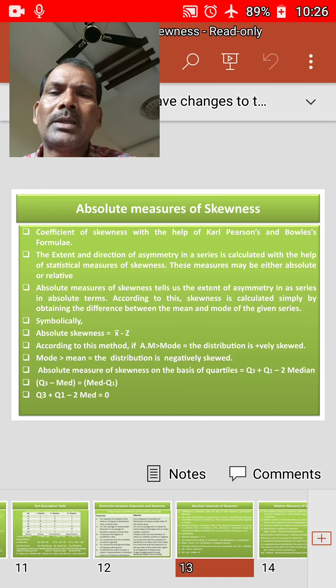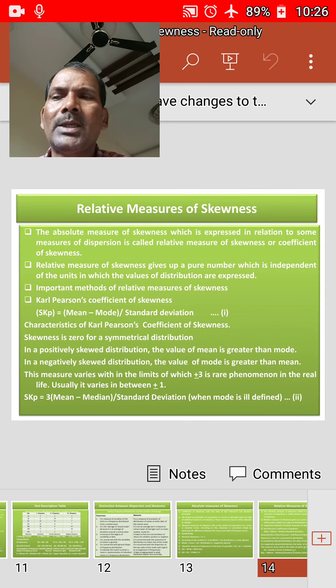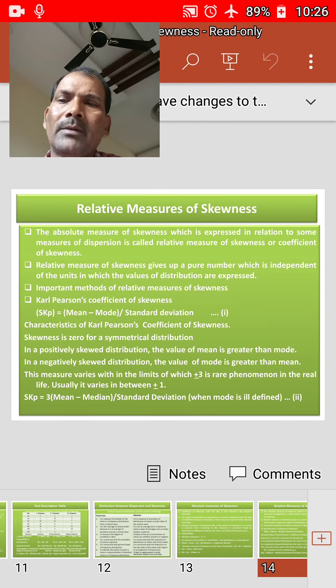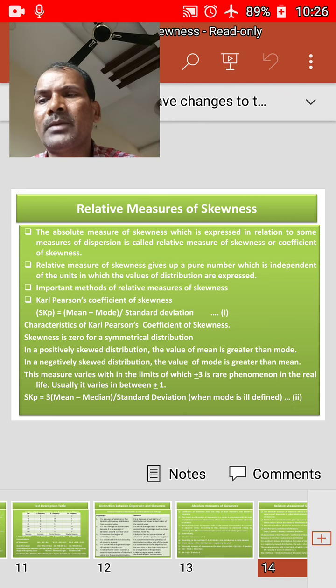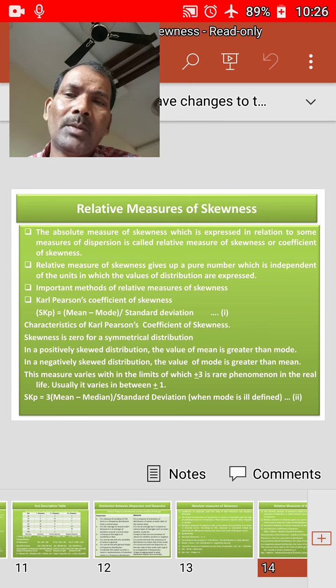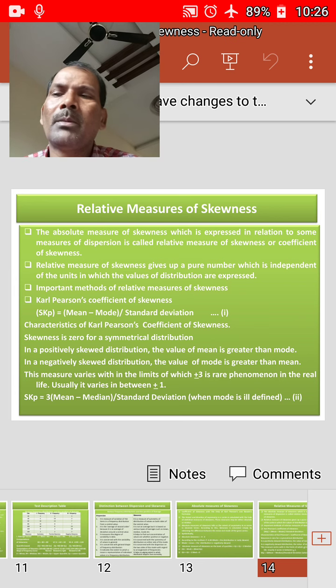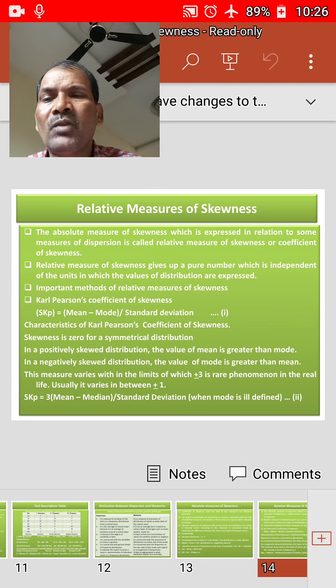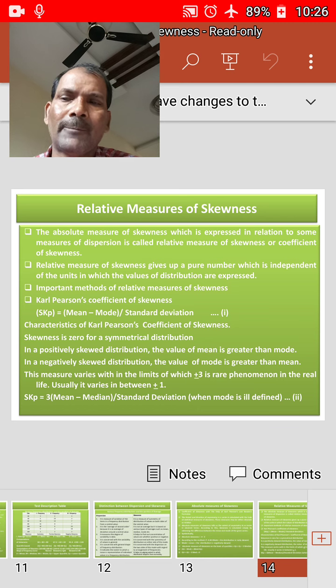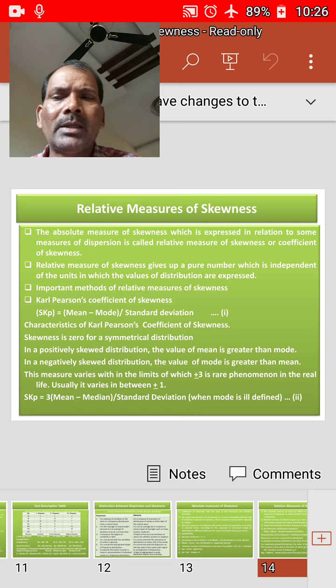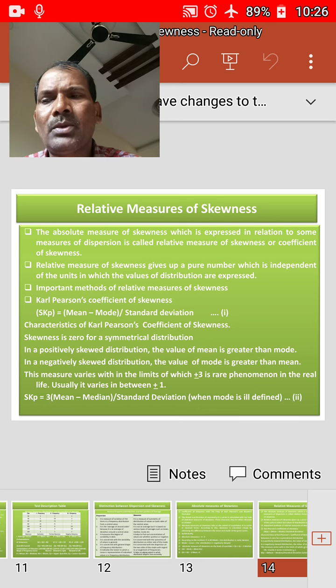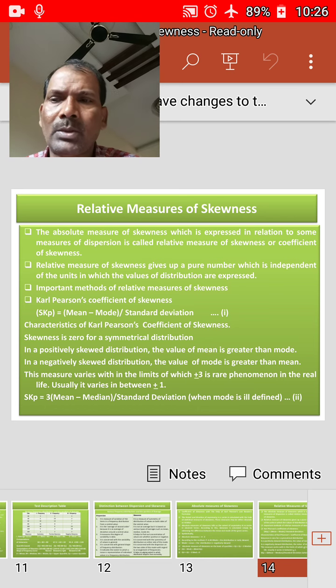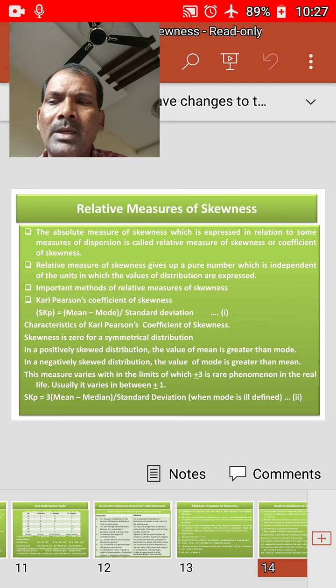Next, we will discuss relative measures of skewness. The absolute measure of skewness, which is expressed in relation to some measure of dispersion, is called the relative measure of skewness or coefficient of skewness. Relative measures of skewness give us a pure number which is independent of the units in which the values of the distribution are expressed. This enables us to compare and interpret the results of two or more distributions whose values are given in different units.